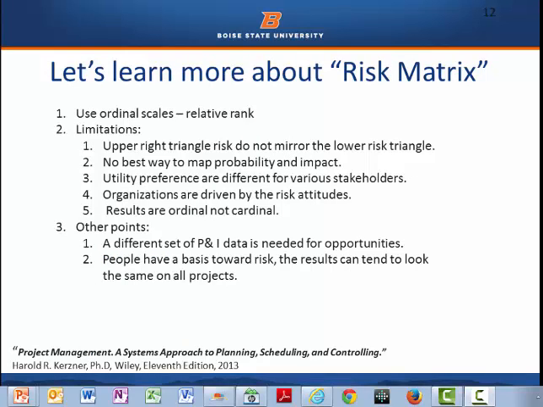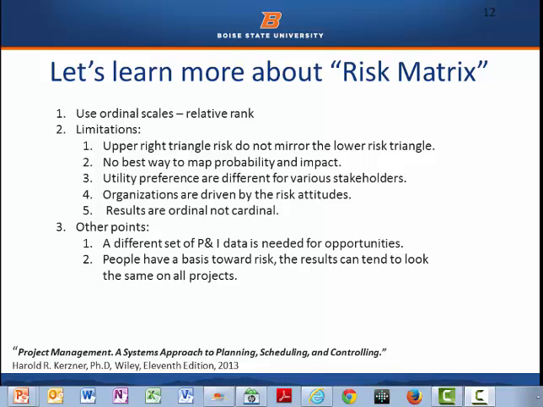So as we look more at the risk matrix or the P&I matrix, it's called an ordinal scale. It's a relative ranking, not exact probabilities, but relative. So you have many ranges along the way, and you can see the limitations there. Those are things to look at.